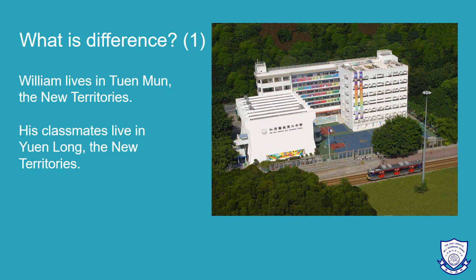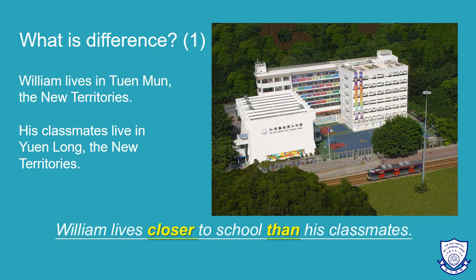Here is the second example. William lives in Moon, the New Territories. His classmates live in Yunnan, the New Territories. To link the ideas in these two sentences, we can write: William lives closer to school than his classmates. And you can see the third word in this sentence, closer, is a comparative adverb.